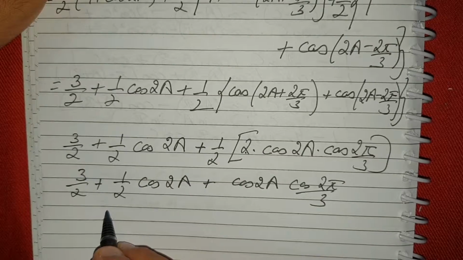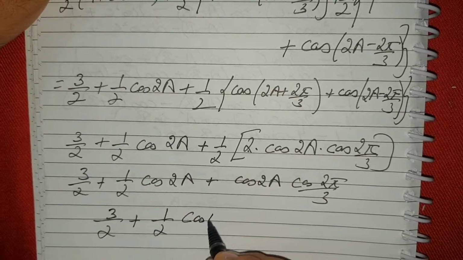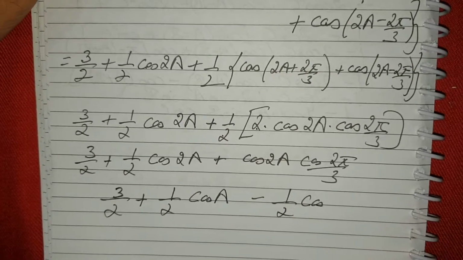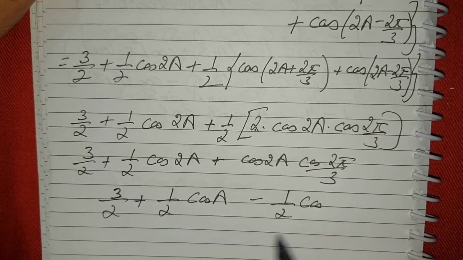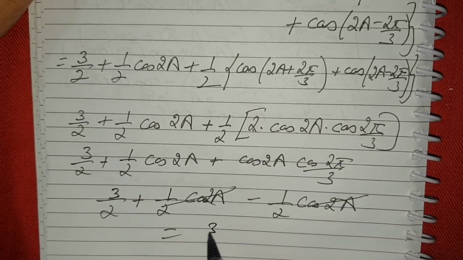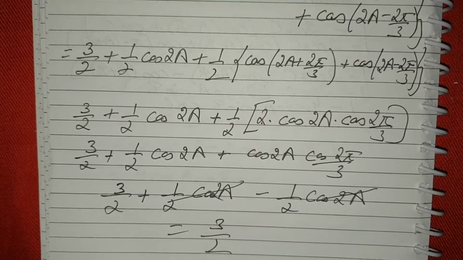So this is 3 by 2 plus half cos 2A, and this is minus 1 by 2, minus 1 by 2 cos 2A. This and this will get cancelled, you get 3 by 2.